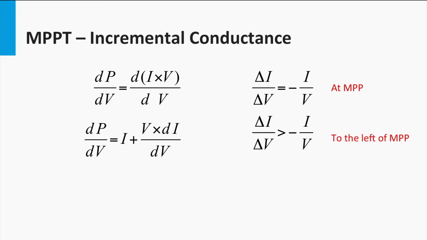To the left of the maximum power point on the PV curve, delta I/delta V is larger than minus I divided by V. And to the right of the maximum power point on the PV curve, delta I/delta V is smaller than minus I divided by V. The algorithm exploits these basic facts about the IV and PV curve of a solar module.